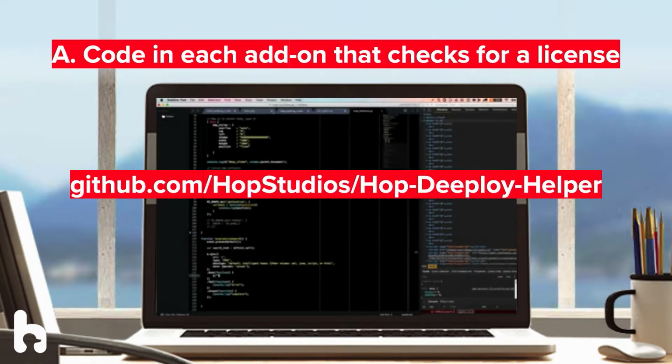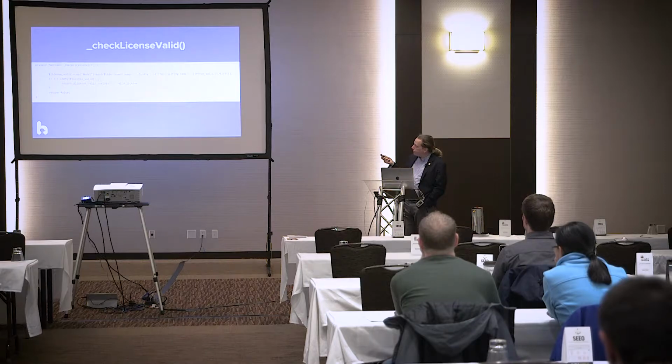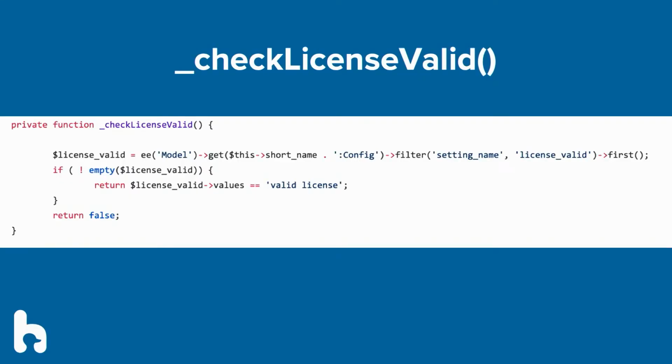So first of all, there's code in each add-on that checks for a license. The add-on checks for a license in its own database settings, right? So whenever we run a license check, we just look to see, does this add-on think that it is properly licensed? And if it says yes, it's valid, and if not, it's not. And you can look at deploy helper to see an example of this. The actual function is simply check license valid, look in the settings. If it's not empty, see if it says valid license. Otherwise, return false.